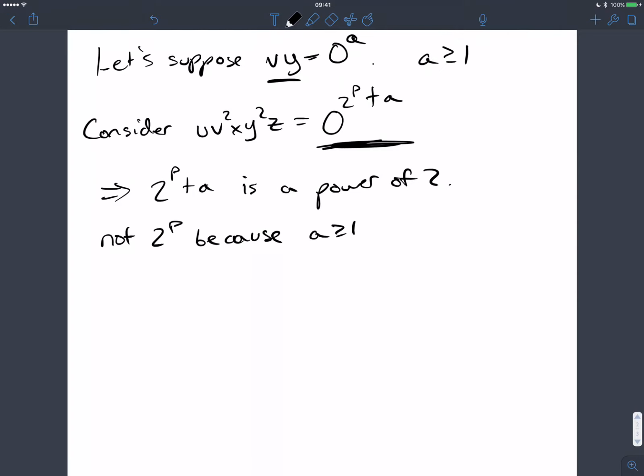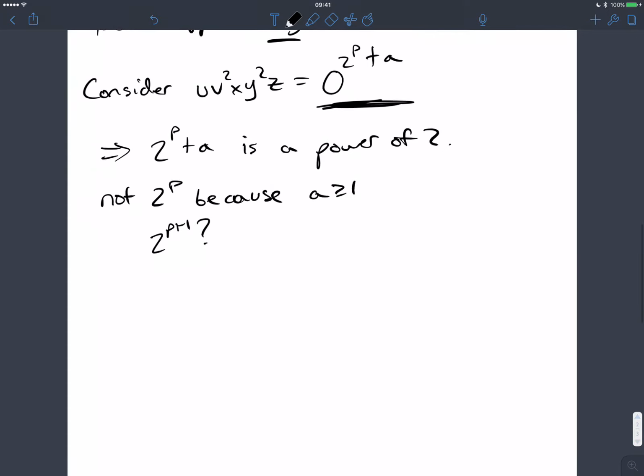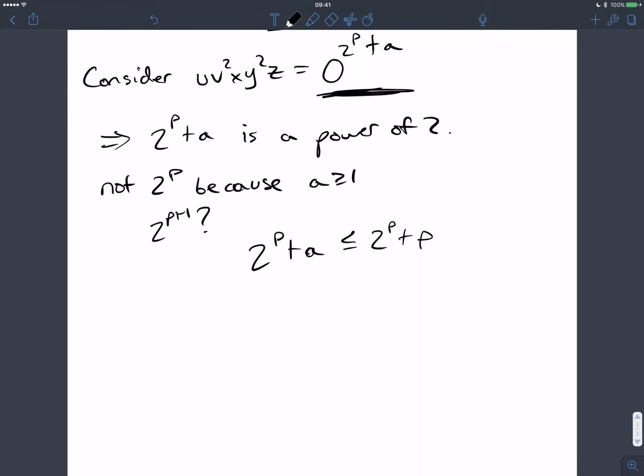Well, could it be 2 to the P plus 1? Maybe. I don't know. But let's see. What is the largest that 2 to the P plus A could possibly ever be? The largest A is P. So this is at most 2 to the P plus P, because it can't be larger than that. Well, could this be equal to 2 to the P plus 1?